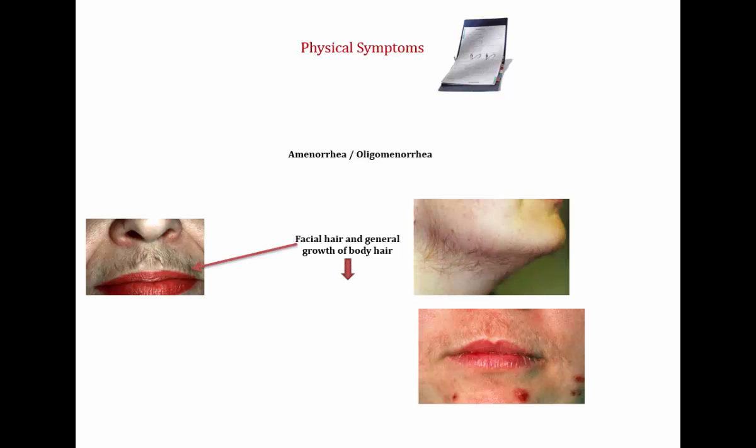The other is growth of facial hairs and general growth of body hair like males. This is one of the effects of androgen. This condition is known as hirsutism, and it is quite common in women suffering from PCOS. The third is acne. It is again due to high level of DHEA, dehydroepiandrosterone, and other androgens.